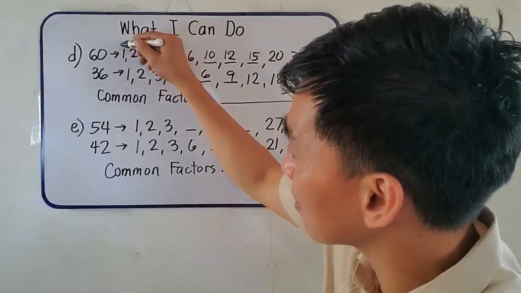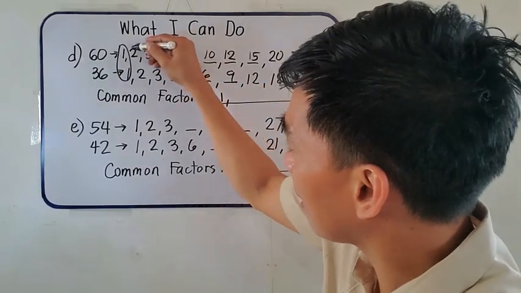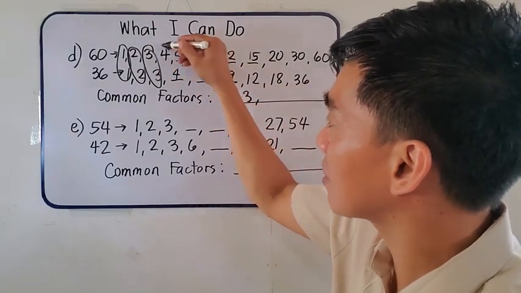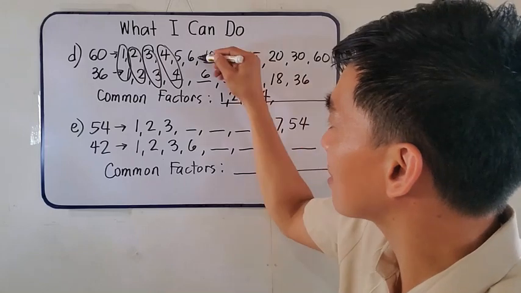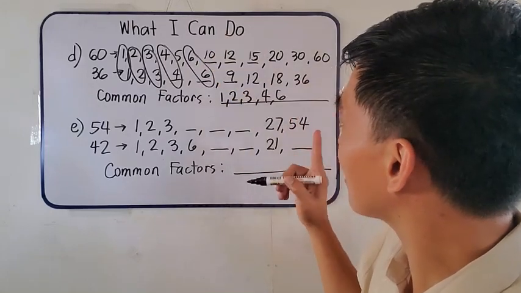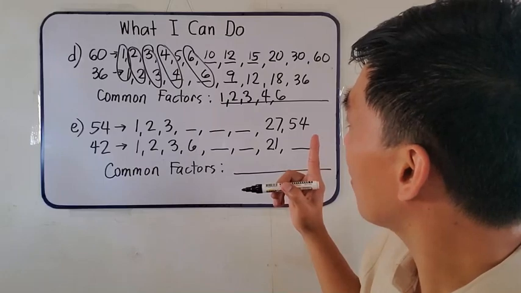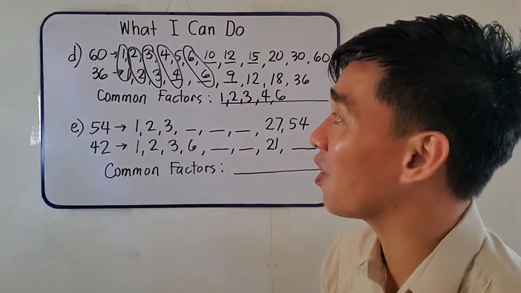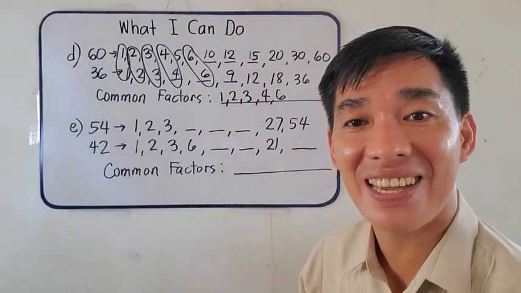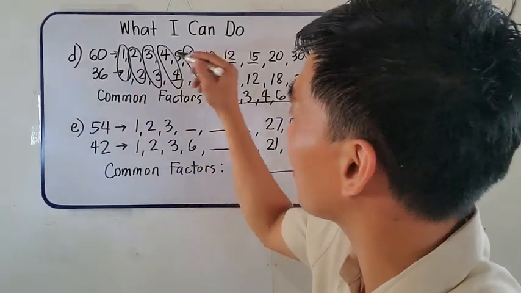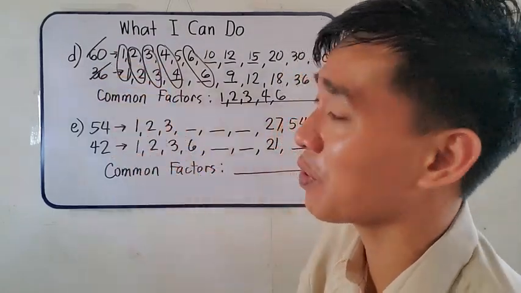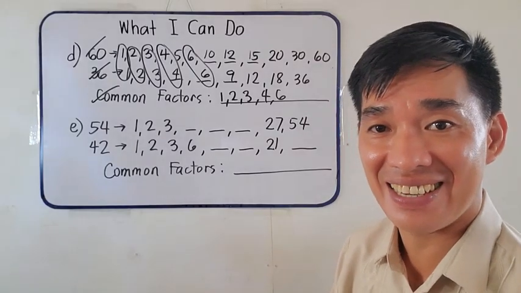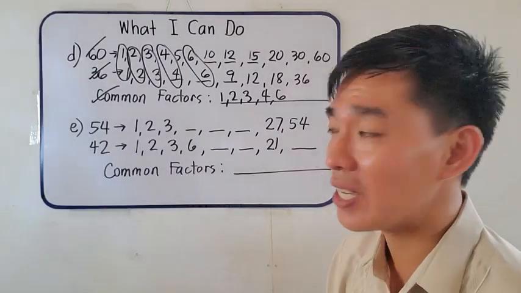Get their common factors. That is 1. Next is 2. Next is 3. Next is 4. Next is 6. Next is... Do you still have more? I think no more. So these are the common factors of 60 and 36. One check for here, the factors of 60, one check for the factors of 36, and one check for the common factors of both 36 and 60. Okay, let's proceed to letter E.